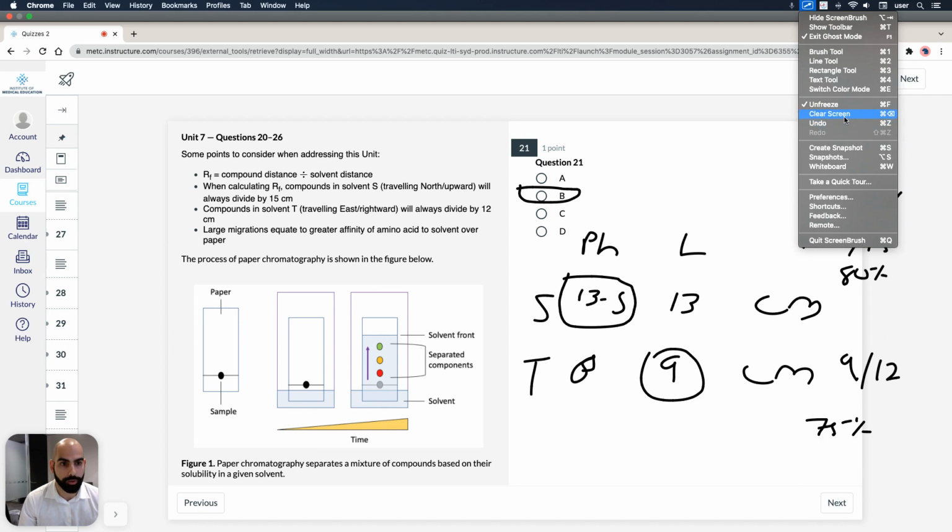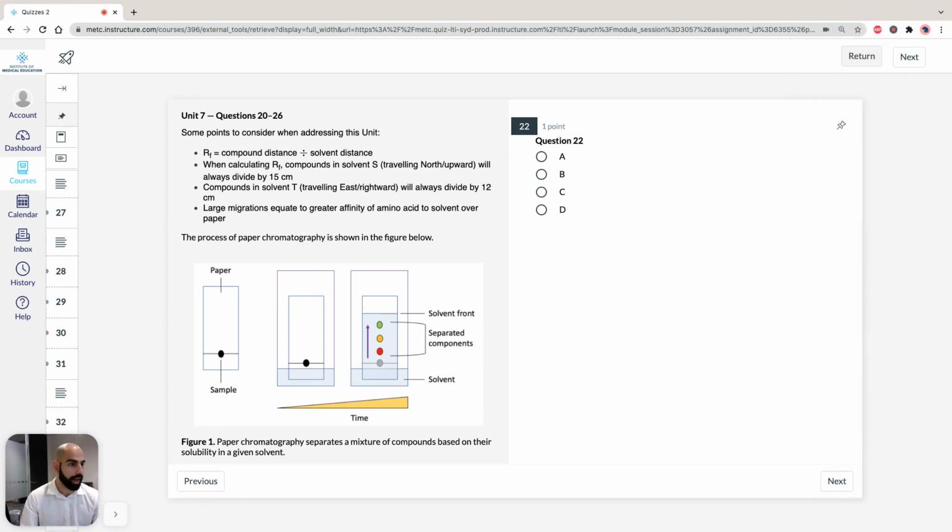Okay, now we can move on to question 22. It asks, for an amino acid in the figure, which one's going to have the same RF for solvents S and T? Again, you just have to eyeball it, and you might have to do some quick maths, but we're lucky here because option A is the answer and it saves us the trouble of doing every single one. If you take a look at A, it's glycine. When you go up from S, it's going to be 5 centimeters.